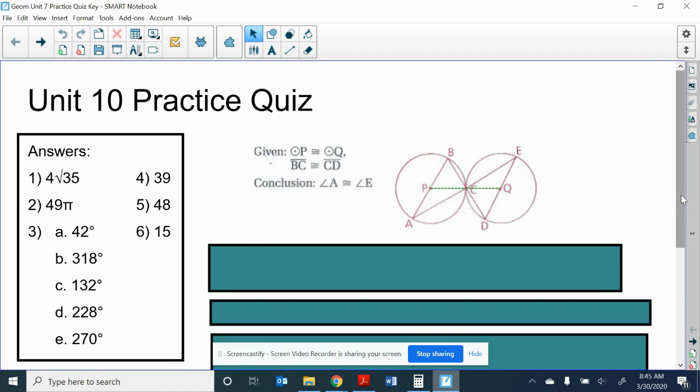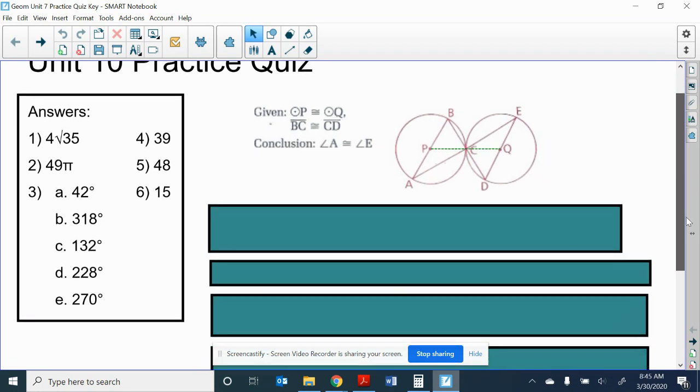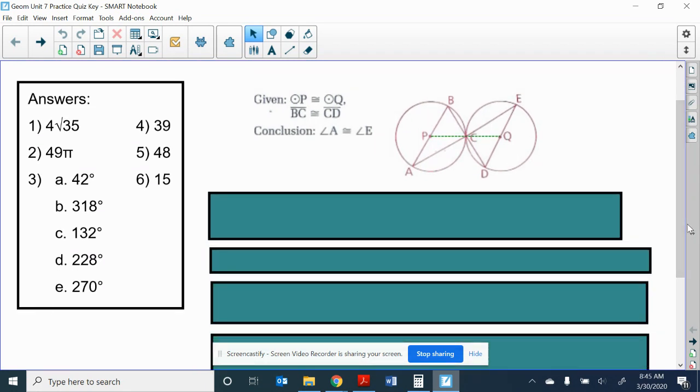So, okay, we were given that the 2 circles were congruent. And so that means that all of the radii that are drawn are going to be congruent in the circles. And we were also told that BC and CD were congruent to each other. And we wanted to show that the inscribed angle A and C are congruent to each other. So, all right, let's see how I began.